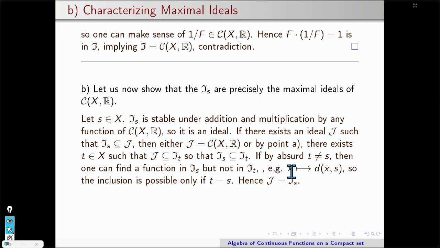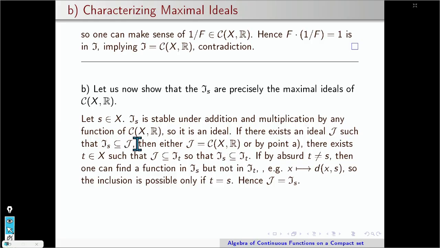If it is not the case, then we can consider this continuous function that to X associates the distance to S. We see that it vanishes at S, but if T is different from S, then it will not vanish at S. So it will contradict this. We'll have found a function that is here but not in here. It will contradict this inclusion. And here is where we use the distance. So in the topological framework, it is just difficult to show existence of a continuous function that separates 2 points. So here by absurd, T has to be equal to S.